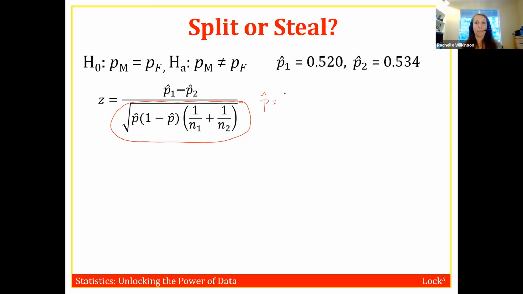So for the males, there were 140 successes. For the females, there were 163. So that's going to go in my numerator. And in the denominator, there were 269 total males plus 305 total females. So I do the addition first, and then I divide. I get 140 plus 163, which is 303, and I'm going to divide that by 269 plus 305, which is 574.